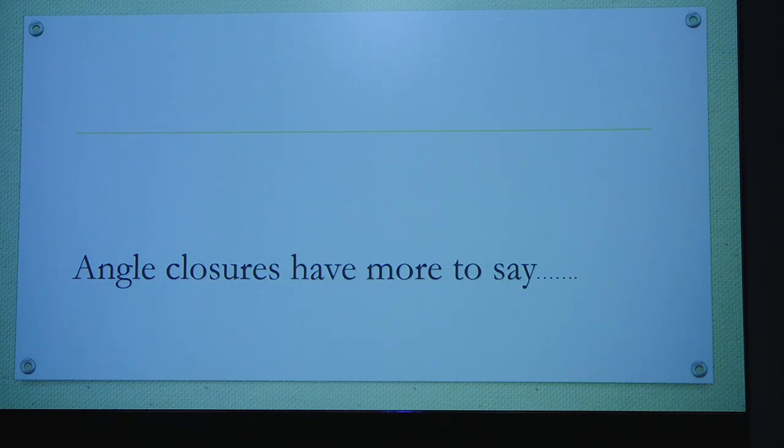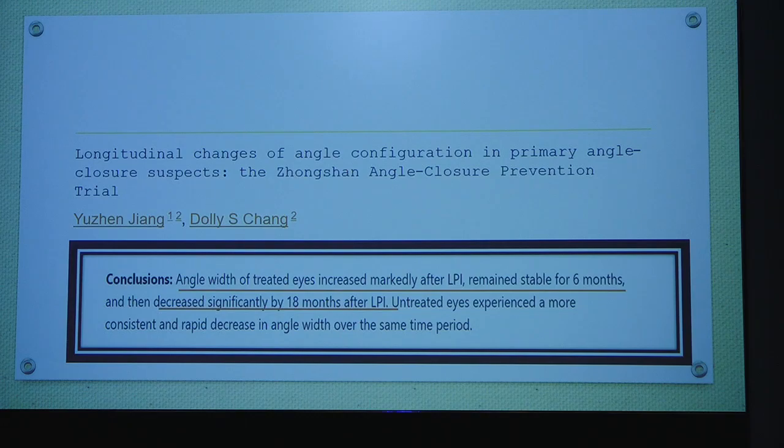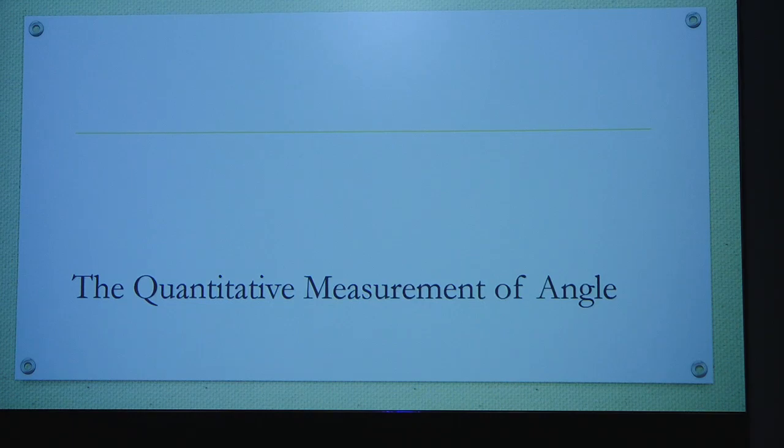Let's see what angle closures have more to say, as seen by the ZAP trial, which says that the angle width is a very important determinant of angle closure, especially in patients who are prone to it. After laser PI, the common thinking is, okay, the angle is open, we have seen the disc, nothing is going to happen. But no, you have to monitor that patient throughout his lifetime, because the ZAP trial says that the angle width remained stable for 6 months, but then decreased significantly by 18 months after LPI. That means it is not only a question of 18 months, it's a lifelong tenure that you have to continue monitoring your patients, along with gonioscopy and many other things.